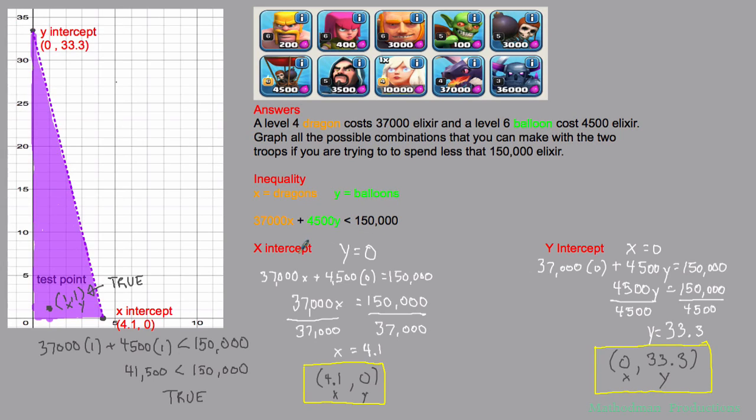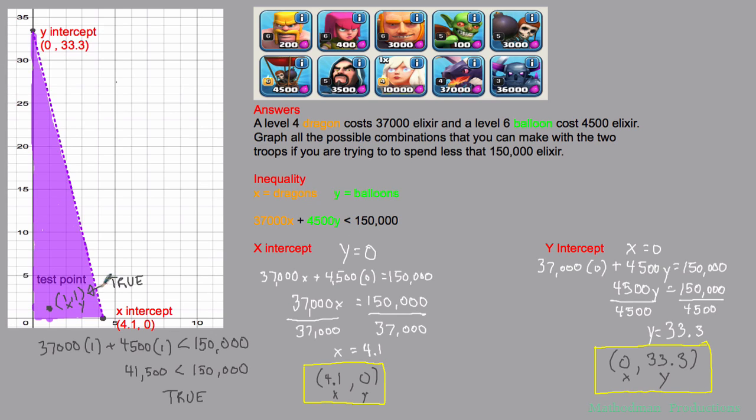To find my x-intercept, I let y equal 0, and then I solve for x to get the point 4.1 and 0, which is my first point right here. To get my y-intercept, I let x equal 0, plug that in for x, solve for y to get my second point, 0 and 33.3. It's a dotted line because this is a less than symbol. It doesn't have that equal sign under it.